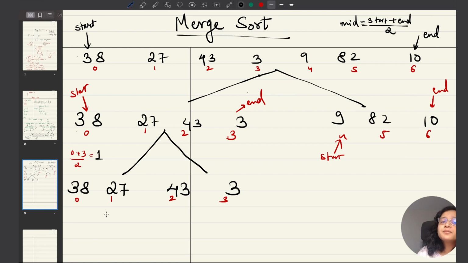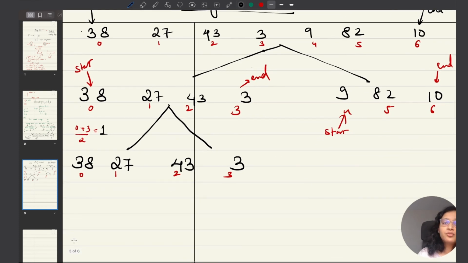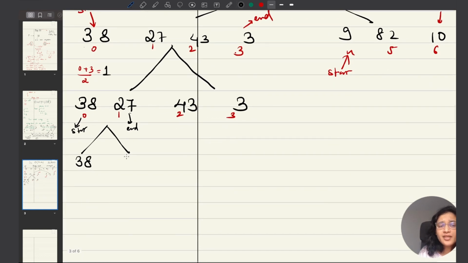Now again, let's complete this part of the problem, and then we can go to the other part, right? So here also, this is where your start is going to point to, and this is where your end is going to point to, right? Here we again have to divide, right? Can I divide it? Yes, because there are two elements. I can divide those two elements into one element each, right? So I can divide this. Why? Because 0 plus 1 by 2 is going to give you 0. So your mid is 0. So you get 38 here, and you get 27 on this side, correct? Now in this part, your start is also pointing to 38, and end is also pointing to 38.